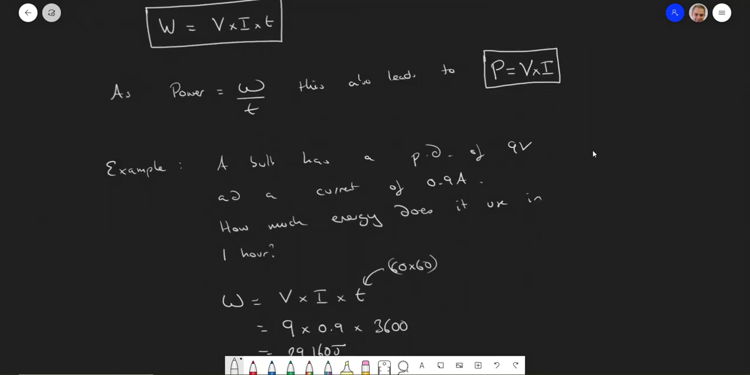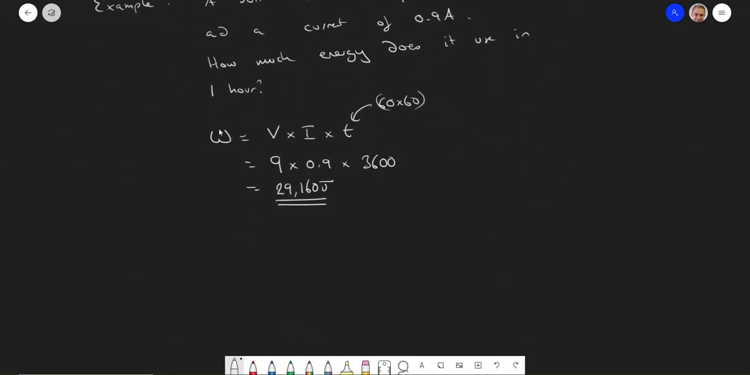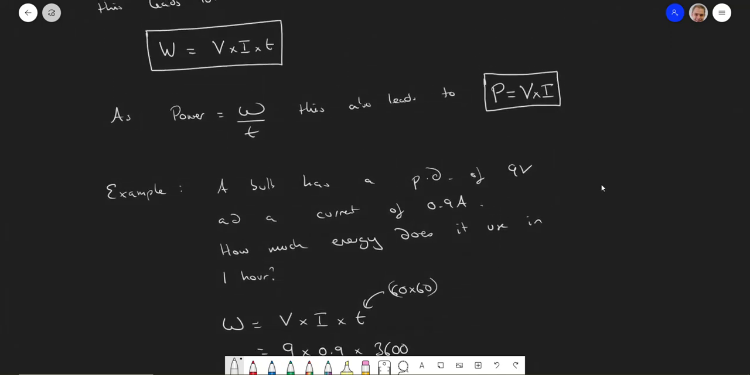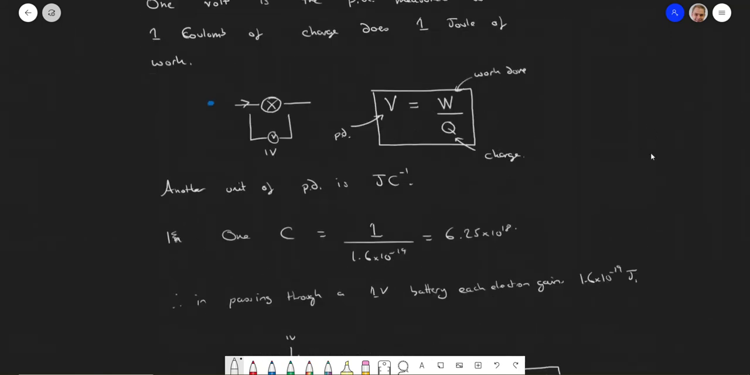And it's quite nice, because we can see that if you've got an amount of energy that your battery is set up for, it allows us to then work out how much of a current it can drive for a certain amount of time. And there we go. That's what we've got today.